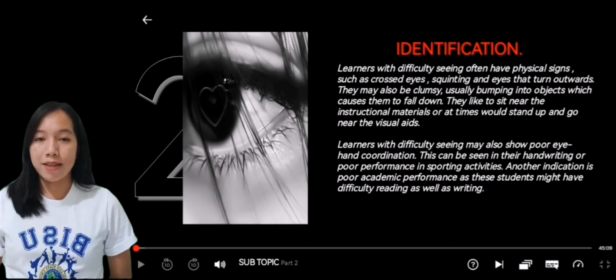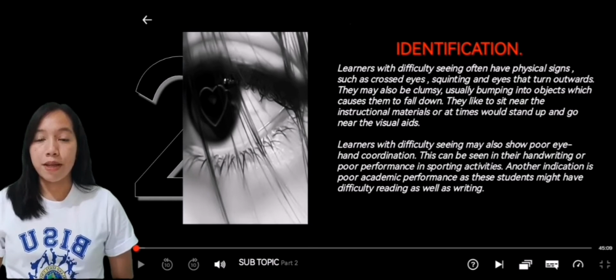At this point, I will discuss how we identify the students or the learners that have difficulty in seeing. So, now let us identify. Learners with difficulty in seeing often have physical signs such as crossed eyes, squinting, and eyes that turn outwards.